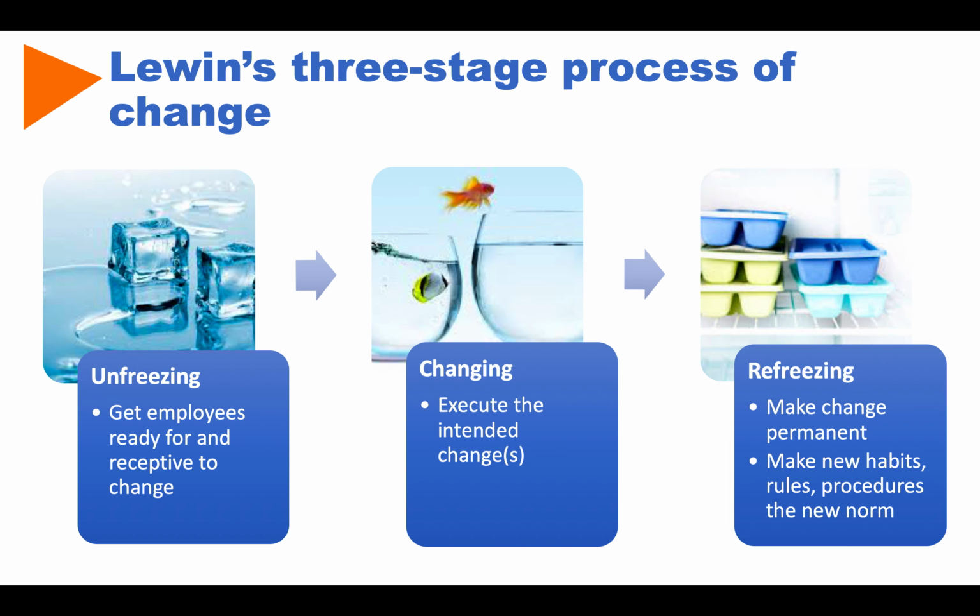Third stage is then refreezing. Now we need to go back to our ice cubes. So once people are engaging in the new behaviors, new communications, whatever it is, using the new technology, however the change was meant to be, we need to refreeze that to make sure that that becomes the new status quo. So we want to make the change permanent. We want to make the new habits, rules, procedures, whatever it is, the new norm. That's Kurt Lewin's three-stage process of change.